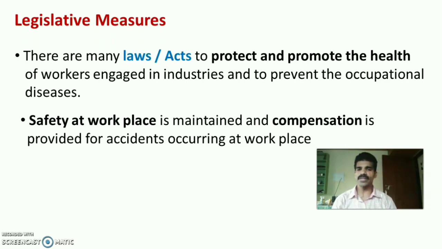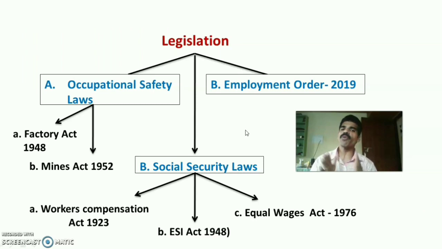Let us discuss the different laws and acts which protect and promote the health of the employees. There are mainly three important legislations in India to protect and promote the health of the workers or employees, thus to prevent occupational diseases, that is Occupational Safety Laws, Social Security Laws and Employment Order 2019. Occupational Safety Laws and Social Security Laws have been explained in detail and in depth in the video that I have uploaded, that is Public Health Laws and Classification of Public Health Laws.